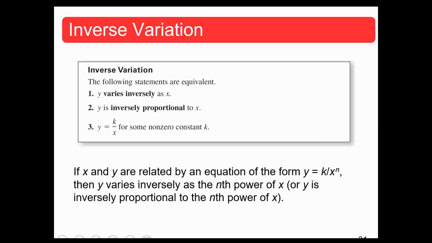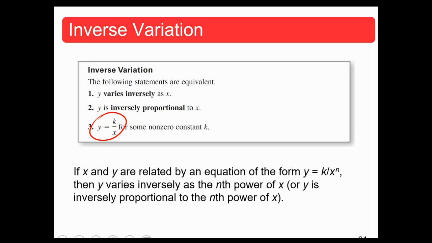And it is written like this: y equals some constant over x. And it could be said y varies inversely, or we could say it's inversely proportional. And if you hear those two statements when you're reading a story problem, then you're going to want to write it like this equation right here.